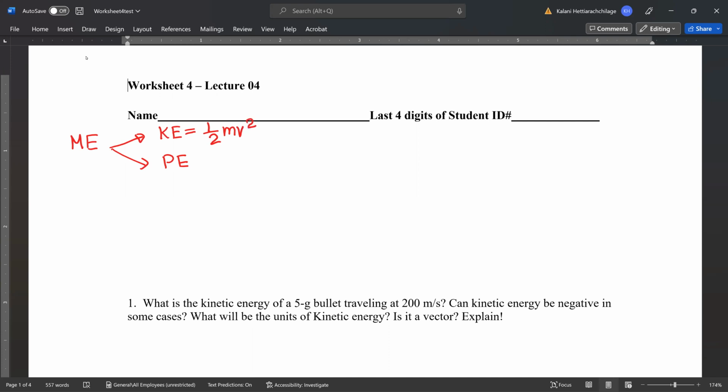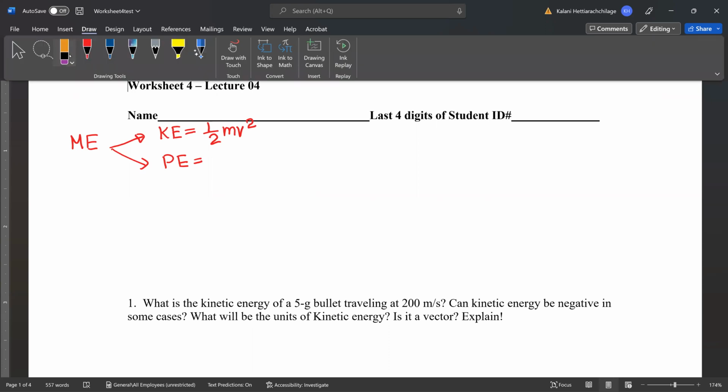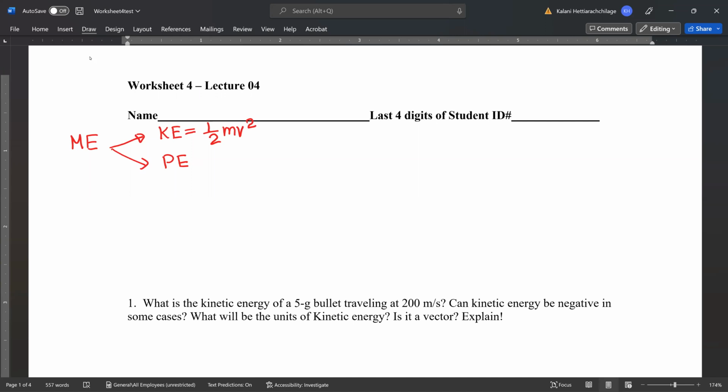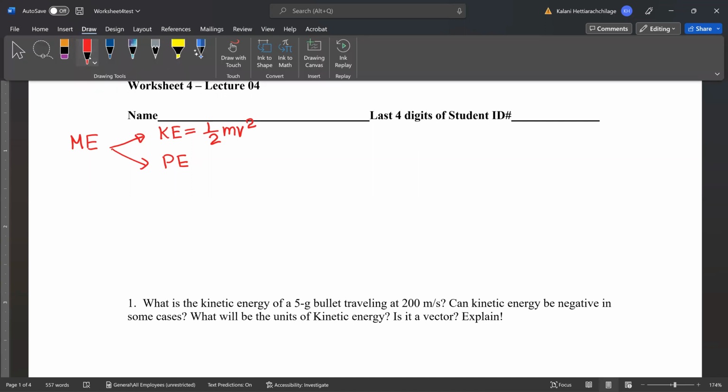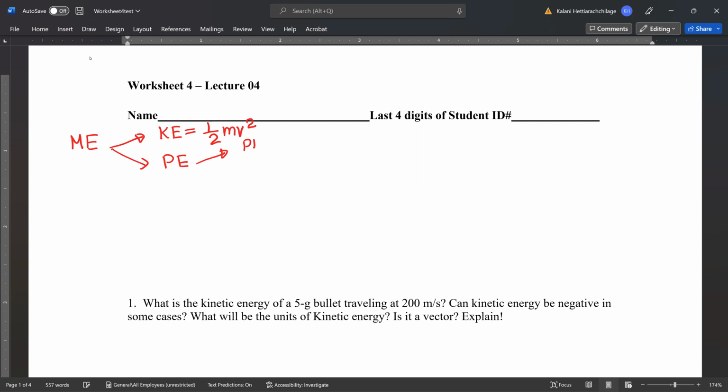Potential energy is the energy of position. If you have an object at some height or some depth, you can write the energy of that object. That is the potential energy. We divided potential energy into two parts in the class. One is gravitational potential energy, the potential energy due to gravity, right? And we also discussed the potential energy due to a spring, the spring potential energy.